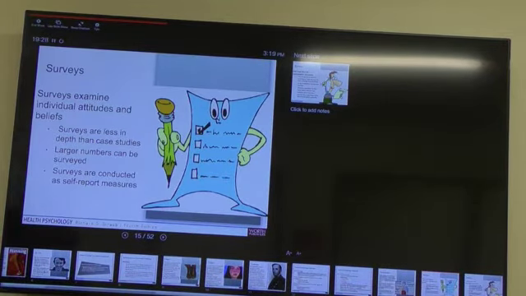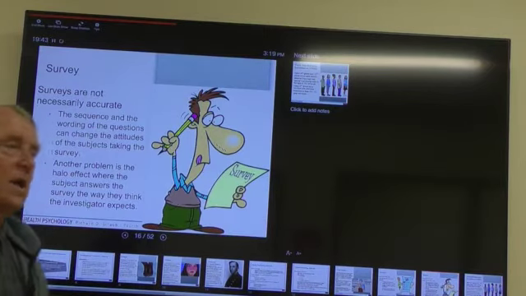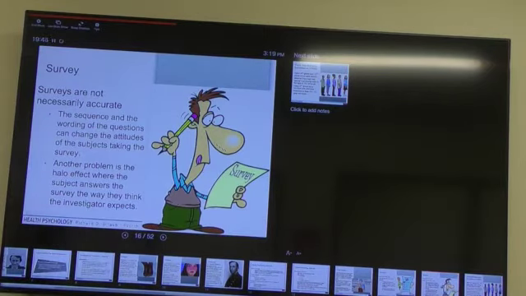Surveys examine individual attitudes and beliefs. Surveys are less in-depth than case studies. Larger numbers can be surveyed, of course. Surveys are conducted as self-report measures. They're not necessarily accurate. They don't have to be accurate. It all depends on how you word the questions as to how accurate they are.